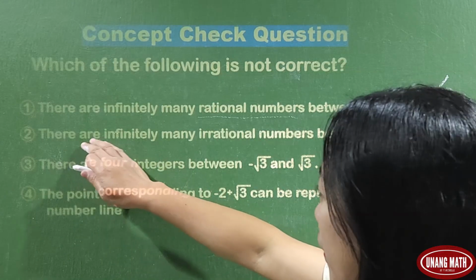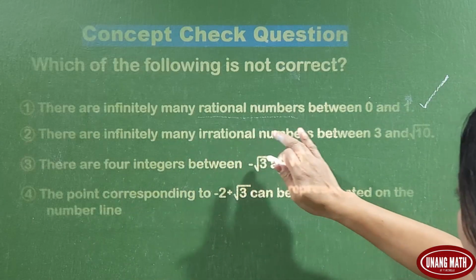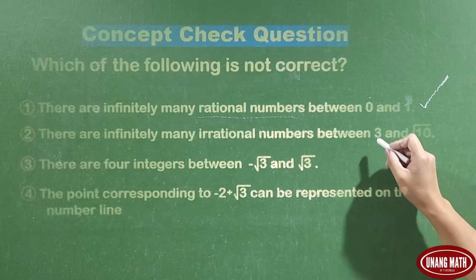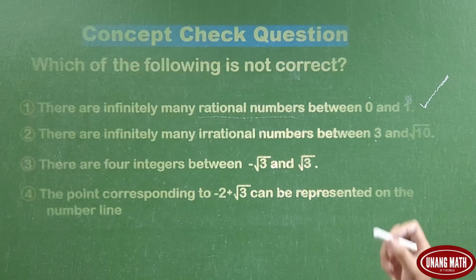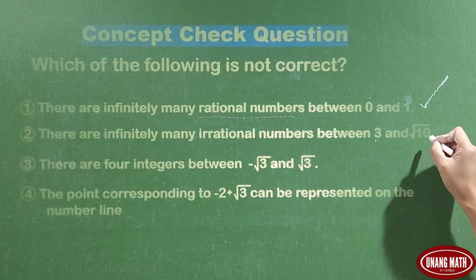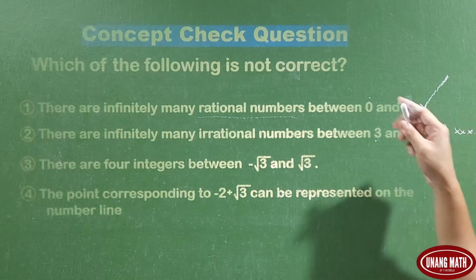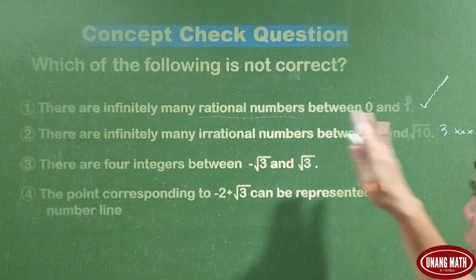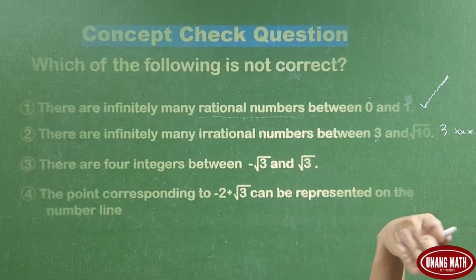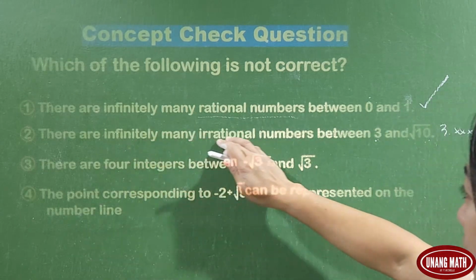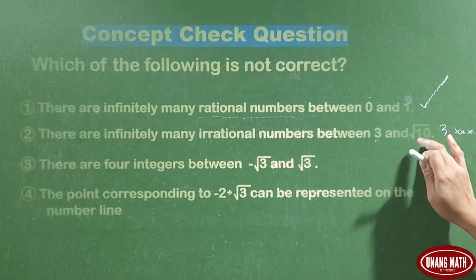What about number 2? There are infinitely many irrational numbers between 3 and square root of 10. 3 is a distinct point on the number line. Square root of 10, which is 3 point something, is also a distinct point on the number line. Irrational numbers are also real numbers. So there are infinitely many irrational numbers between 3 and square root of 10.